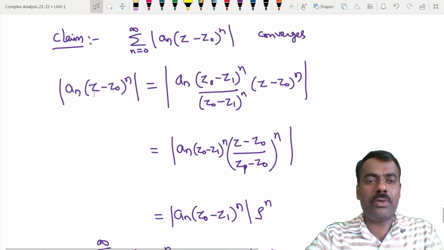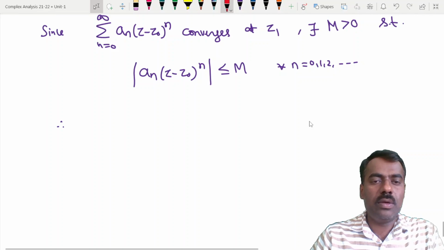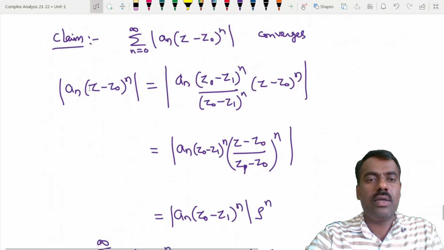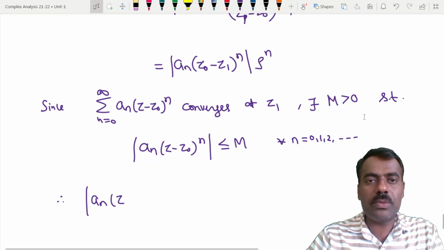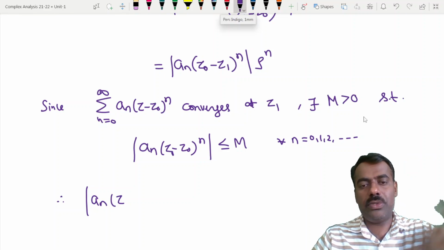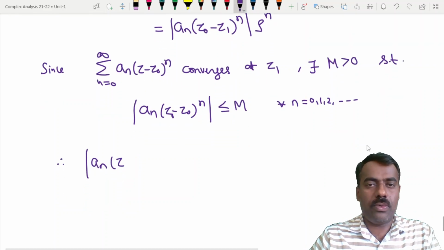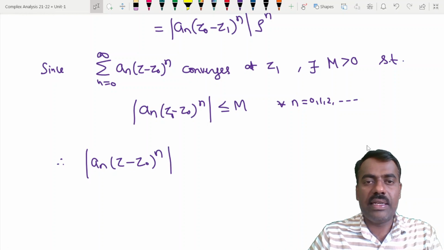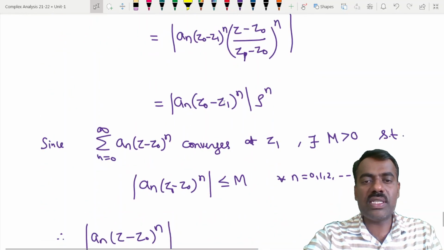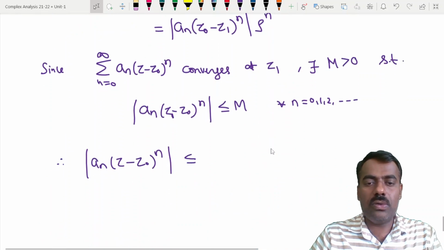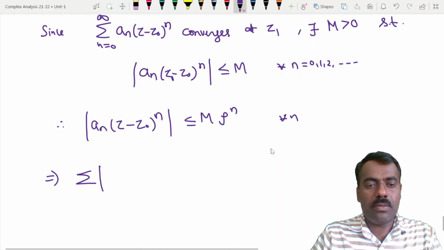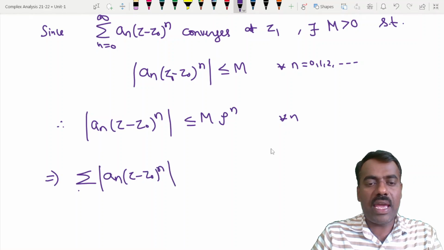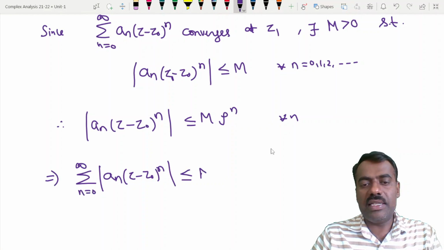So therefore, what can you say about this one? Here this converges, so when you substitute z1, this is less than or equal to M. So therefore, mod a_n into (z minus z naught) whole power n, which we have simplified, is less than or equal to M times rho power n, and this is true for all n, right? Then summation of mod a_n (z minus z naught) to the n, n from 0 to infinity, is less than or equal to M into summation rho to the n.